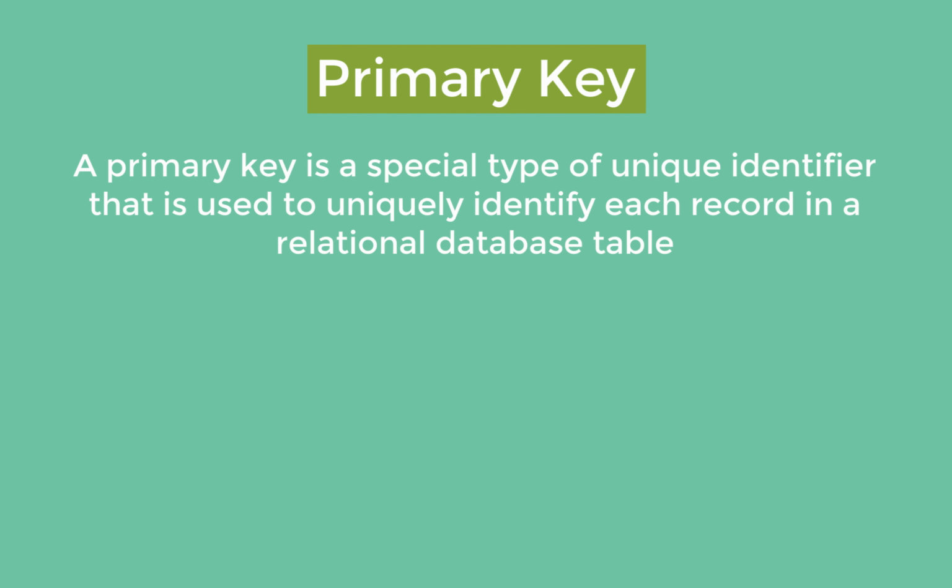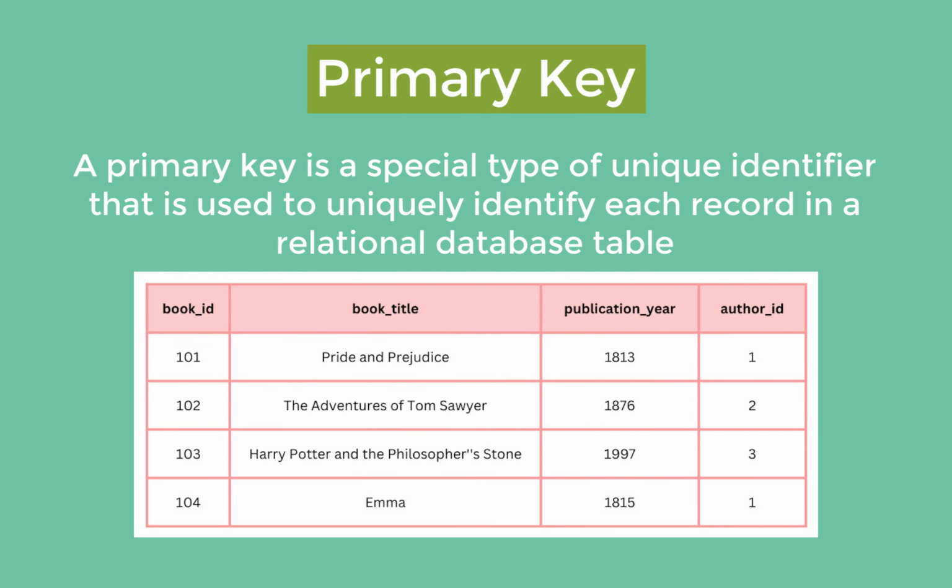By definition, a primary key is a special type of unique identifier that is used to uniquely identify each record in a relational database table. So what does it mean? Let's say I have this books table where I have records for each book. Then we need some key for each record to uniquely identify it from others, correct? So that is why we have this primary key concept. Using this, we can provide a unique value to each record in our table.